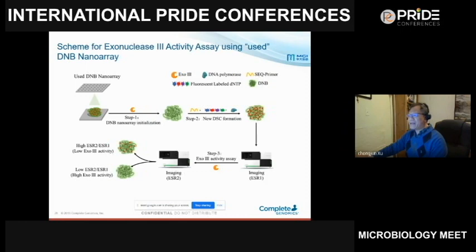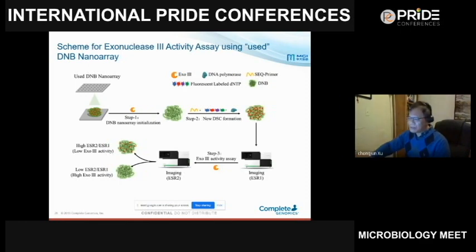Then we add a controlled amount of X3 activity, for example the X3 we need to test. Then we image again, so we get another ESR value. If ESR2 divided by ESR1 is higher, it means the amount of X3 added is low or the activity is low, so the synthetic strand is still remaining there. But if this ratio is lower, it means the majority of the synthetic strand has been cleaved.